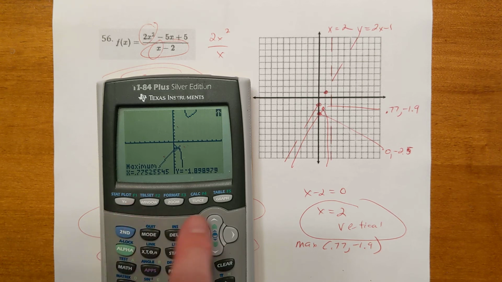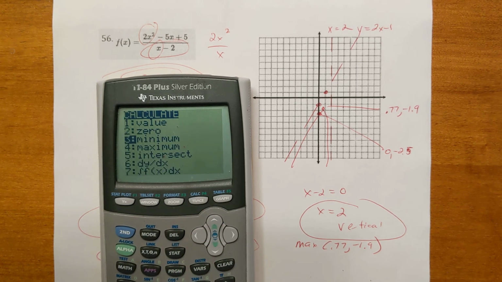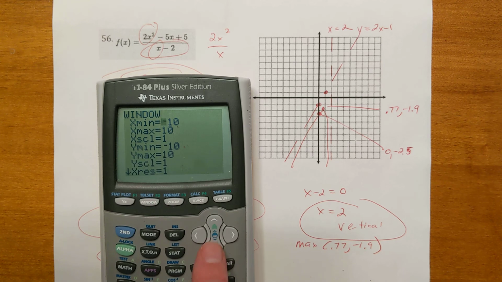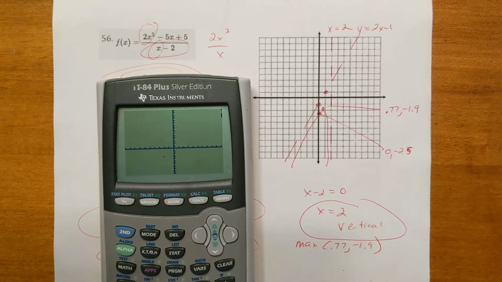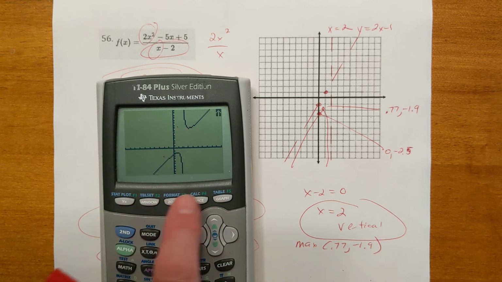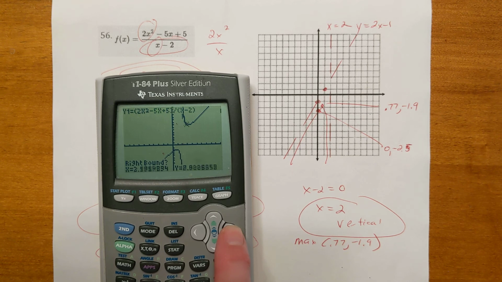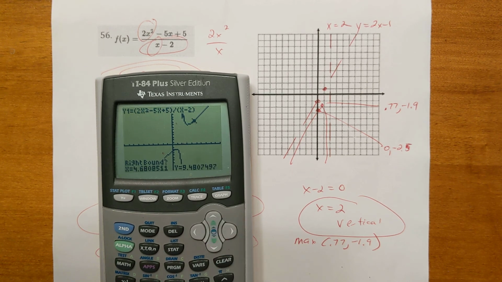All right, and then let's find that minimum on the other one. Oh, it's hard to see up there, so I'm going to change my window and take the Y max up higher. Maybe we'll go up to 15, and that was under window. Now I can find where that minimum is. So second, calculate the minimum. Just go to the left here with it, and it'll pop up on the other side. So enter, go over it, all the way past it.